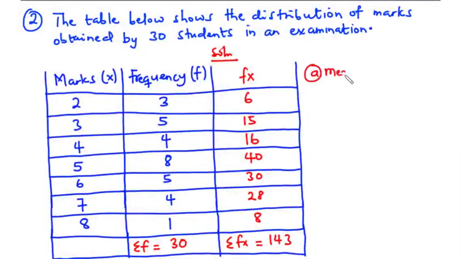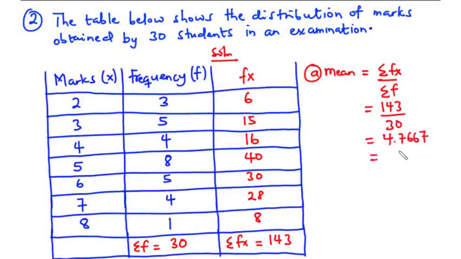So the mean, which is summation of fx divided by summation of f, is equal to 143 divided by 30, which is equal to 4.7667, and to 2 decimal places we have the mean to be 4.77.